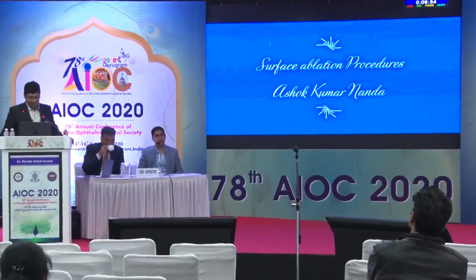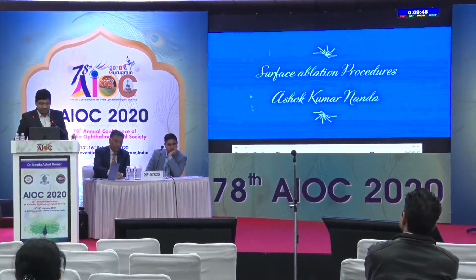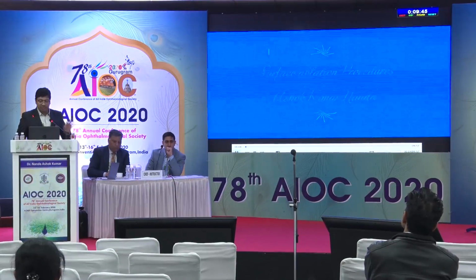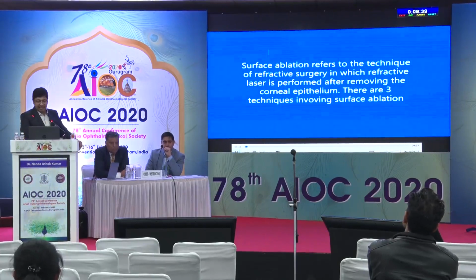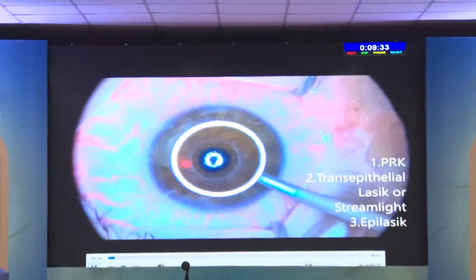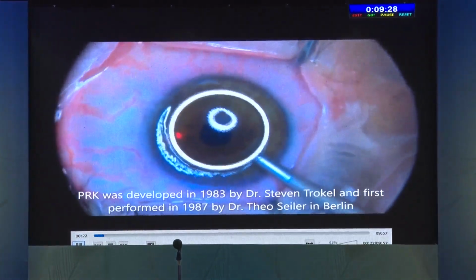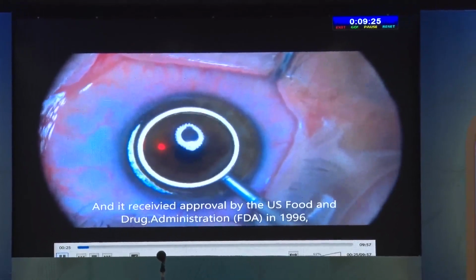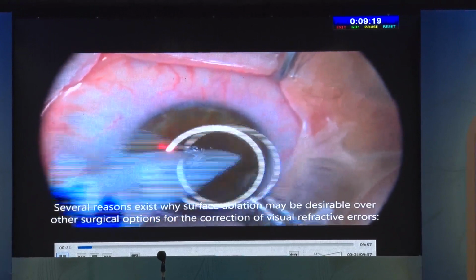Okay, yes. Thank you. I think we'll go ahead with the more primitive or more advanced form of refractive surgery, which is PRK, surface ablation. I personally do not have too much experience in this, but I have been given this topic to speak on. It is basically the removal of the surface epithelium and then treating with the refractive laser. It is called surface ablation. We have 3 types: PRK, laser ablation, and epiLASIK. It was started in 1983, and US FDA approval was given in 1996.